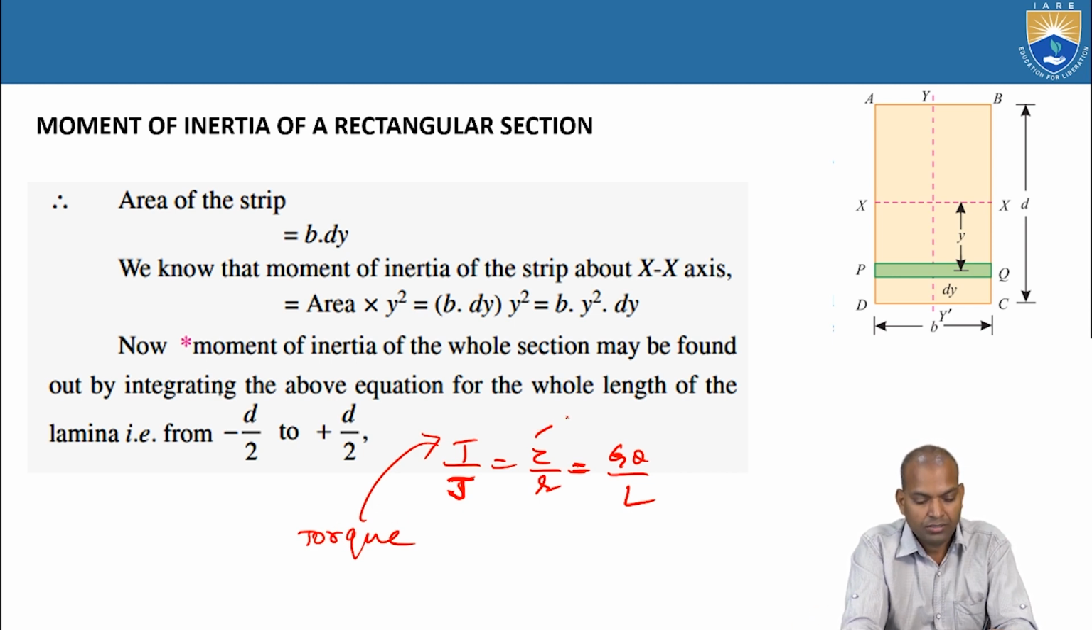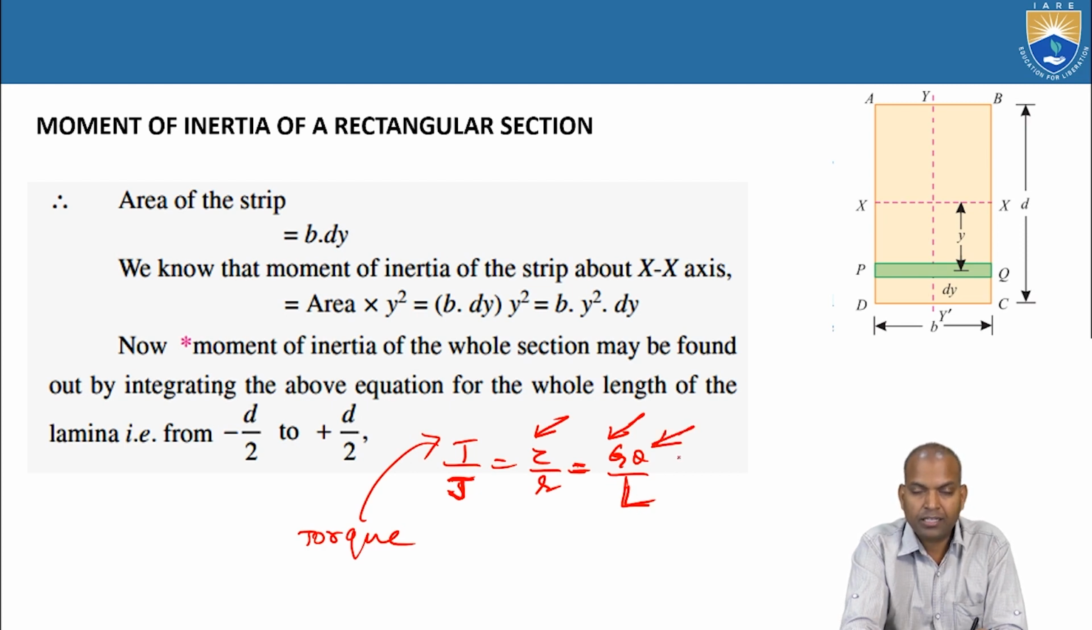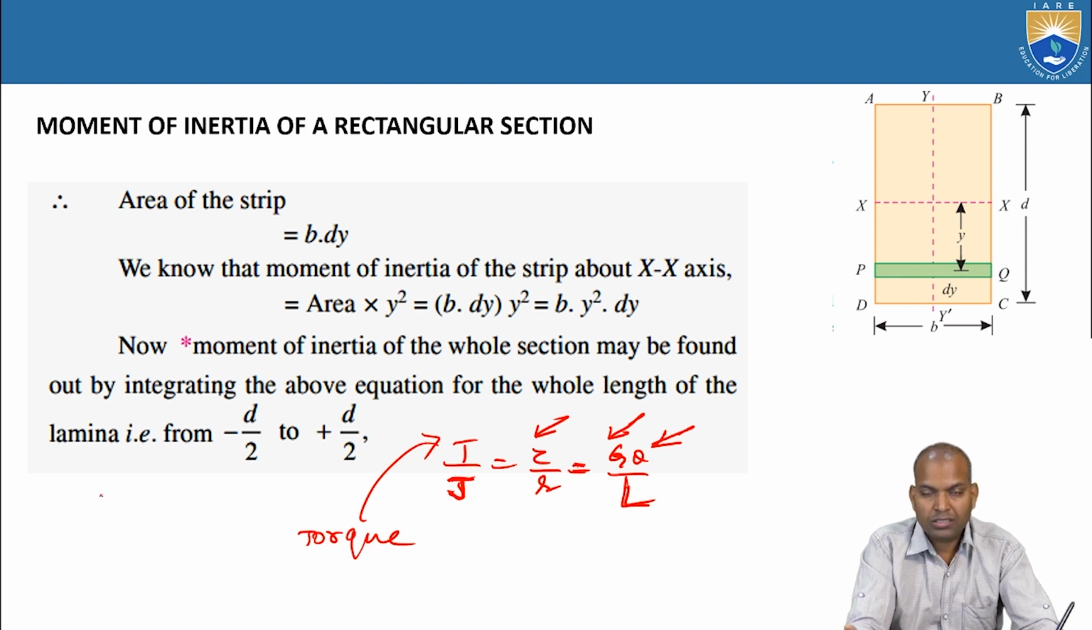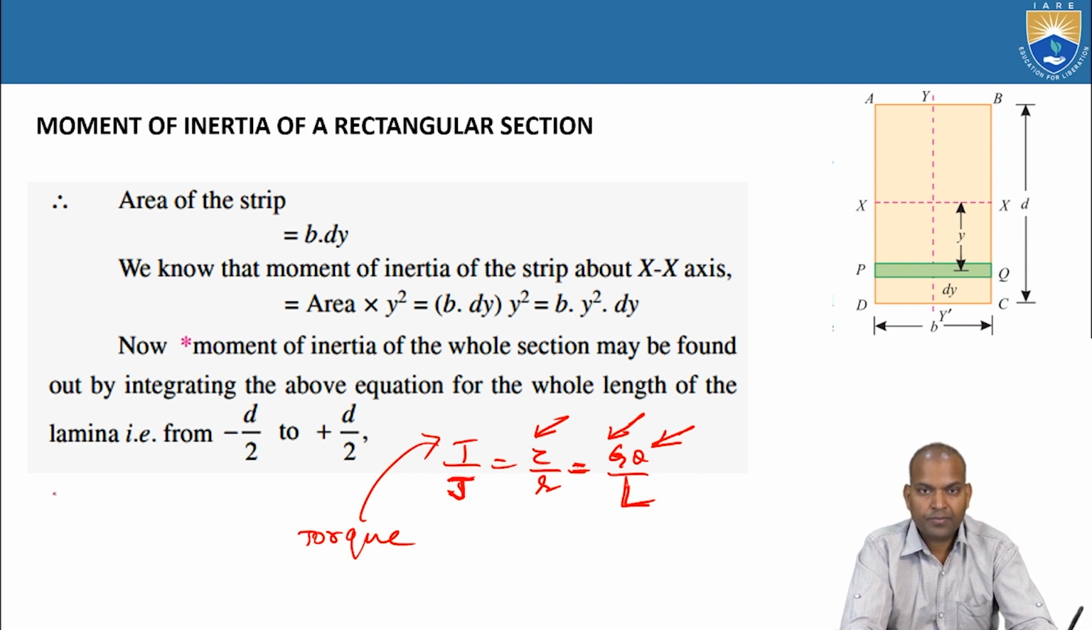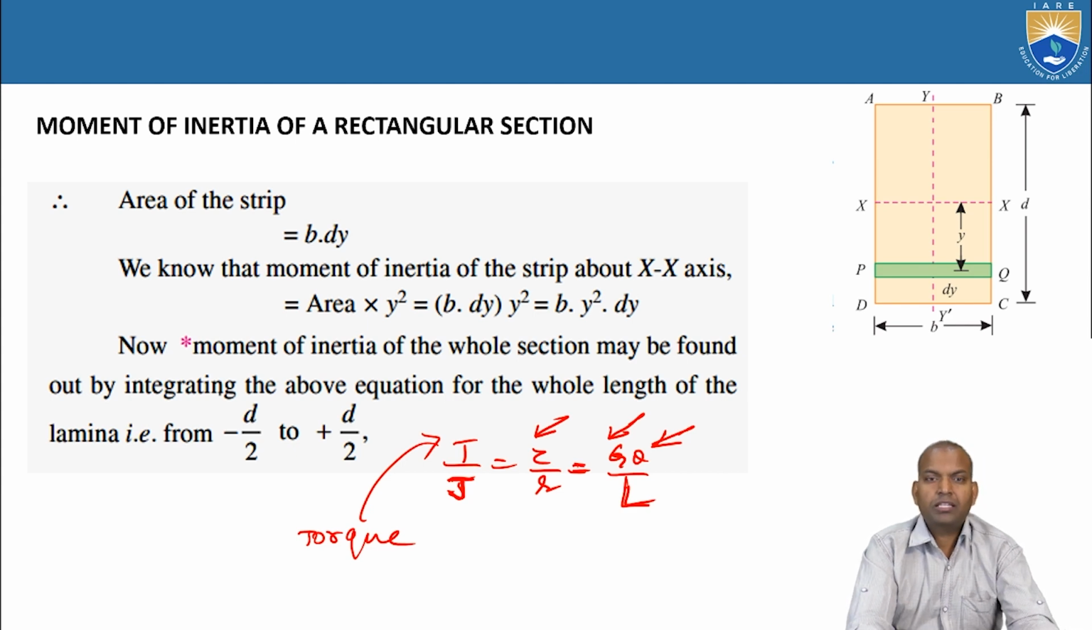The torque, the shear stress, and the modulus, where G is the modulus of rigidity, and L is the length of the beam, where theta is the angle of twist. All these things can be calculated by using what? The moment of inertia concept. And the moment of inertia is highly useful to calculate the section modulus.